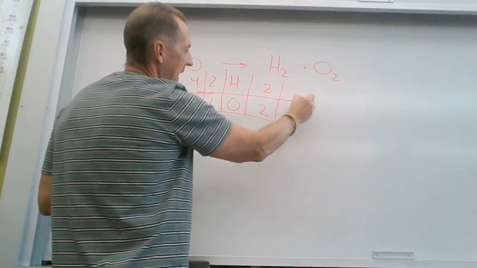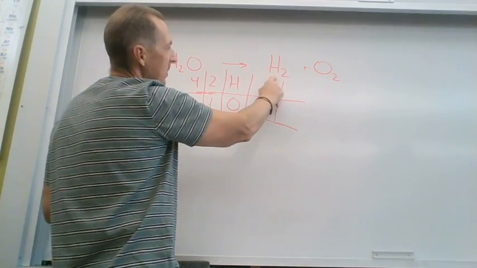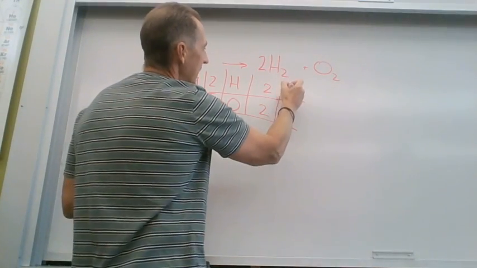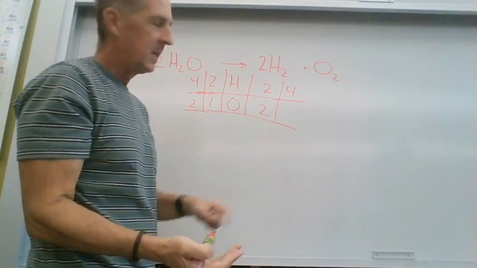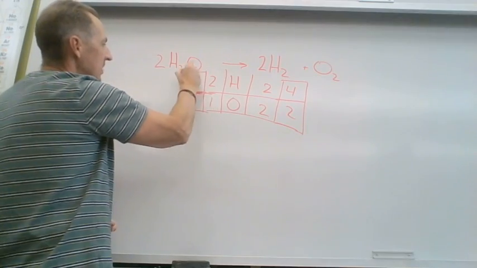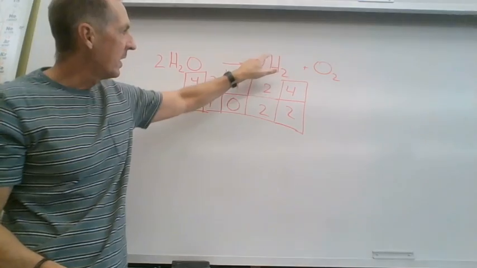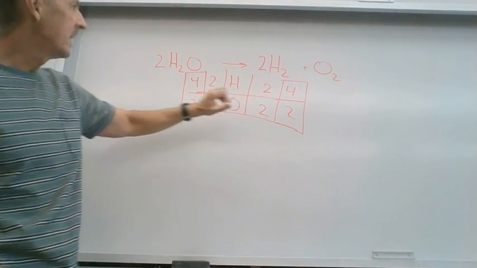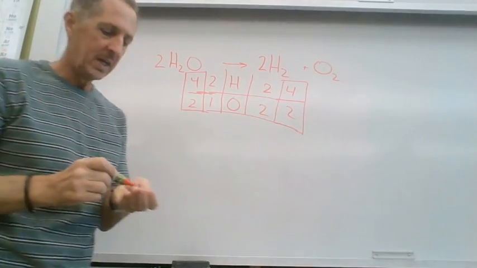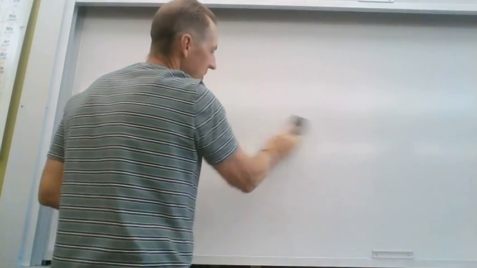So we have to come back to the other side of our arrow and say, well, we have 4 hydrogen atoms here, we only have 2 here. We're going to put a coefficient of a 2 in front of that. So now we have 4 hydrogen on that side, and we still only have 2 oxygen. So now we have a balanced equation in which we have 4 hydrogen atoms on this side of our arrow, 4 hydrogen atoms on the product side. We have 2 oxygen atoms on this side and 2 oxygen atoms on that side. So that's how we would approach balancing chemical equations.